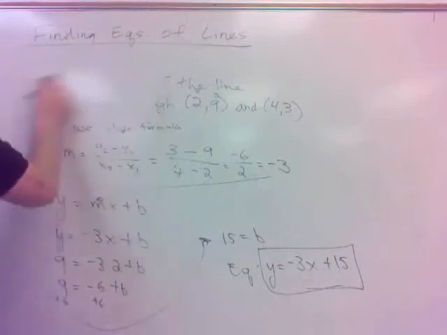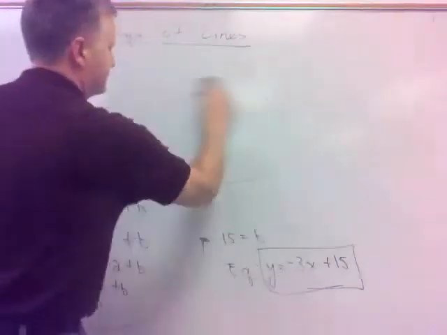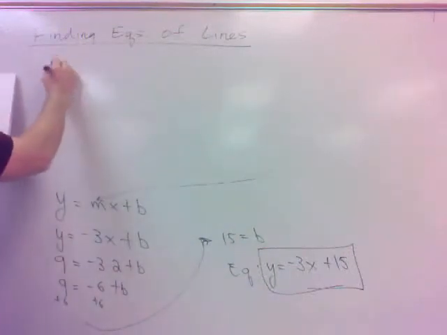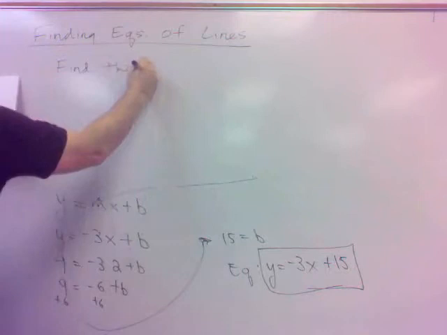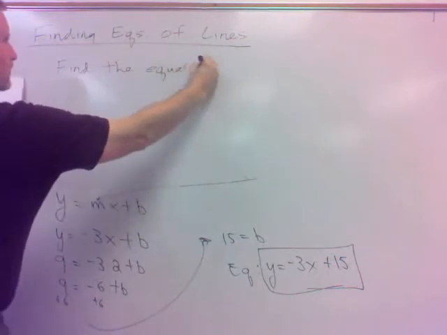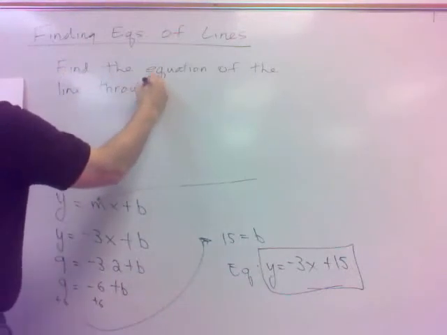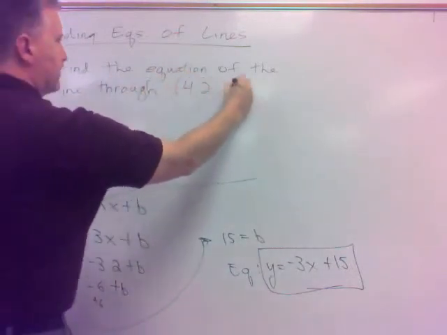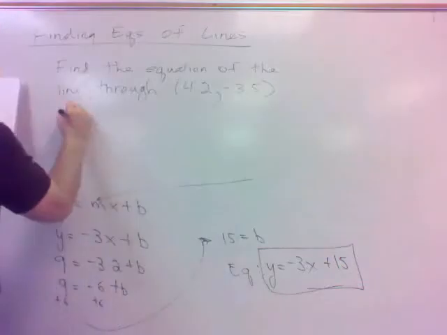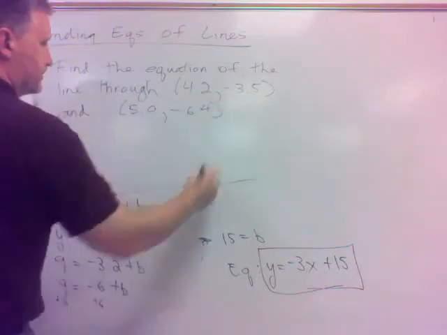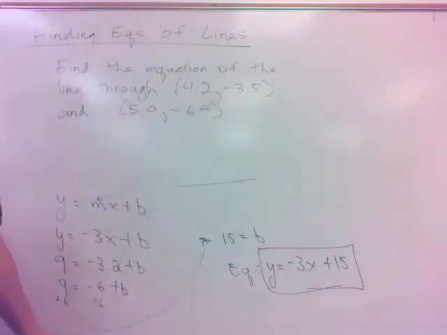All right. Let's do one more of those, just to mention one little thing here. This one's got some decimals. All right, so find the equation of the line through (4.2, negative 3.5) and (5.0, negative 6.4). Same basic problem, but with decimals and some negatives. See what we get there.